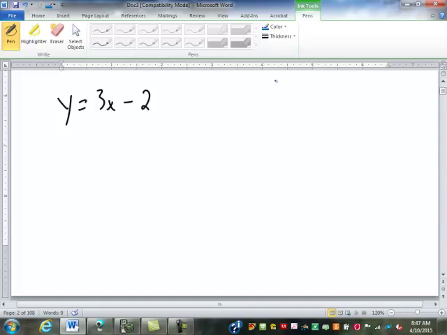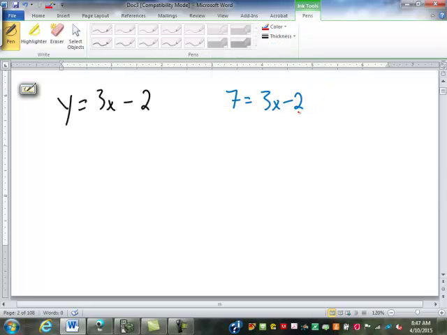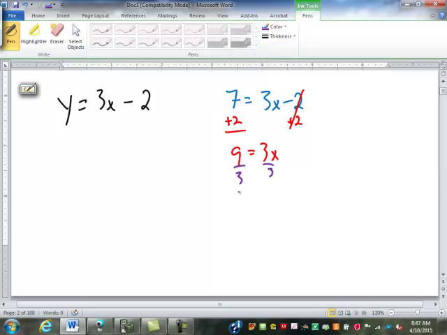We've seen equations like this of 7 equals 3x minus 2. And we were able to solve that equation by doing what? Adding 2 to get 9 equals 3x. And then what do we do? Divide by 3. Perfect. to give us that 3 equals x, or x equals 3.